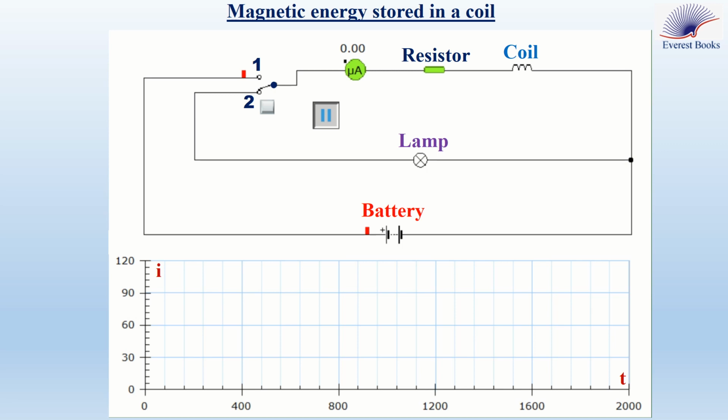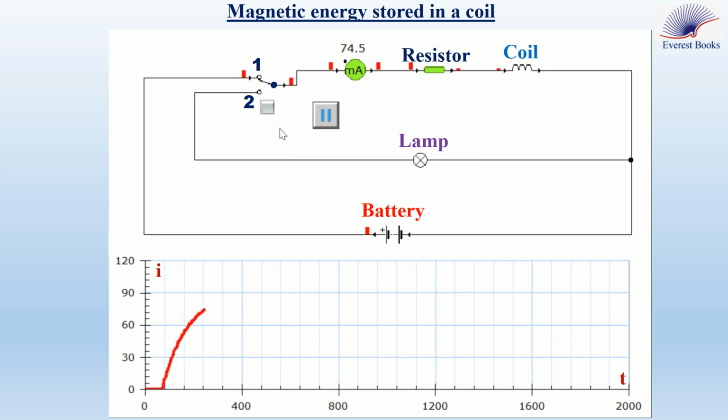The aim of this experimental simulation is to verify that a coil stores magnetic energy during the growth of the current. For this aim, we use a battery, an SPDT switch, an ammeter, a resistor, a coil, a lamp, and a convenient apparatus used to show the current in the coil as a function of time. We start the simulation by turning the switch to position 1. So the coil, the resistor, the ammeter are connected in series across the battery, and the lamp now is outside the circuit.